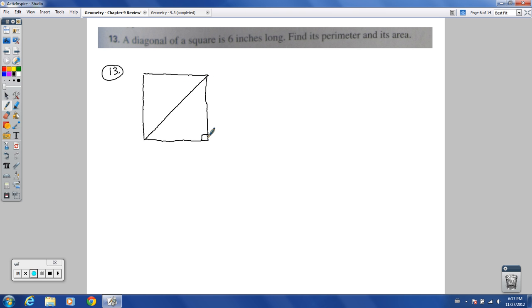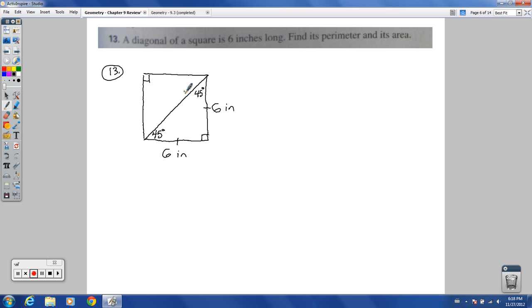You know squares have these 90-degree measures in the corners. And if I'm splitting it in half like that, this is going to be 45 degrees here and 45 degrees here. I also know that this and this have to be the same because it's a square. Squares have all the same sides. The side lengths are all the same. So find its perimeter and its area.